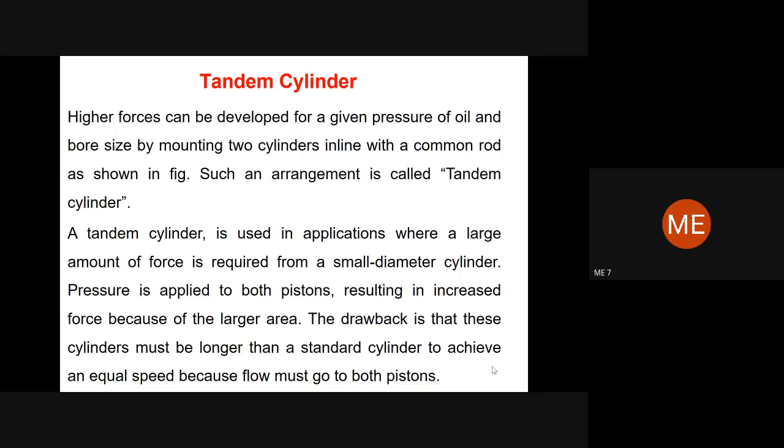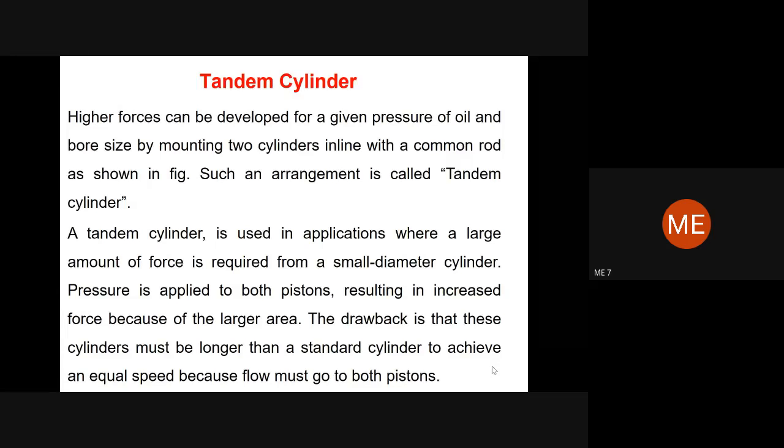So what do you mean by tandem cylinder is important. Now this tandem cylinder is going to be required whenever it is expected that more force is to be developed. If it is required for us to develop a larger amount of force, what we have is two different cylinders, one behind the other.